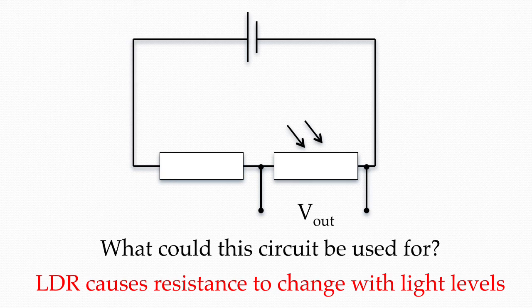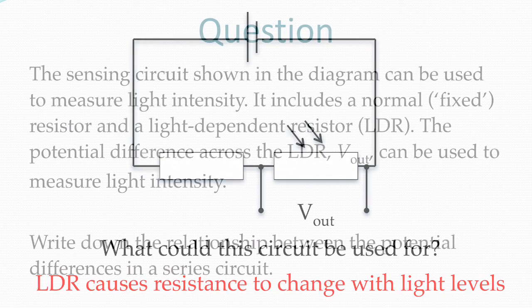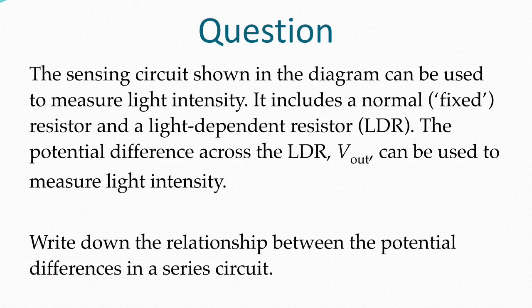I'd like you to pause the video now and copy this diagram into your books. We're going to use it again in a minute. This question relates to the circuit diagram that you've just copied into your books. It's used to measure the intensity of light, and it includes a normal resistor and a light dependent resistor, or LDR. The potential difference across the LDR, V out, can be used to measure that light intensity.